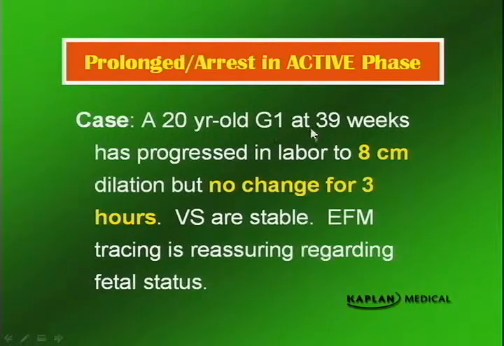A 20-year-old gravid 1 at 39 weeks gestation has progressed in labor to 8 centimeters. So she is definitely in the active phase, but she has had no cervical change for 3 hours. Is that normal? In the latent phase, that's fine. But in the active phase, there should be progressive change. Vital signs are stable. Electronic fetal monitor tracing is reassuring. What do we say about this?